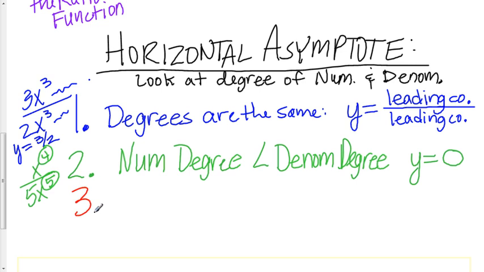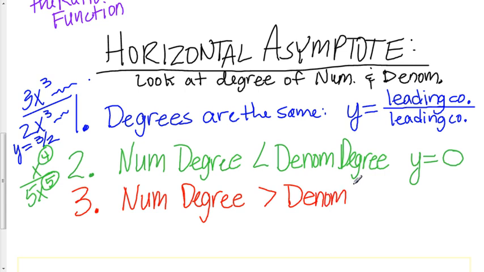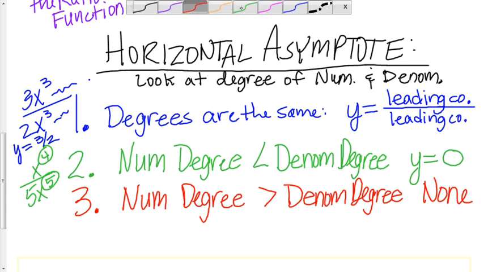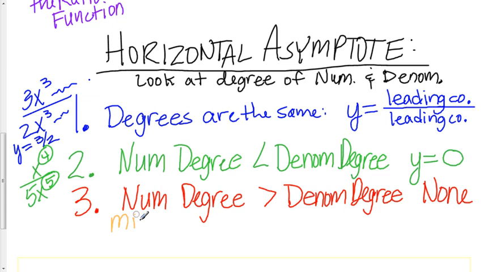And finally, the third thing that can happen, the numerator degree is larger than the denominator degree. If that is the case, there is no horizontal asymptote. Which then, if there is no horizontal asymptote, there might be a slant, or an oblique asymptote.